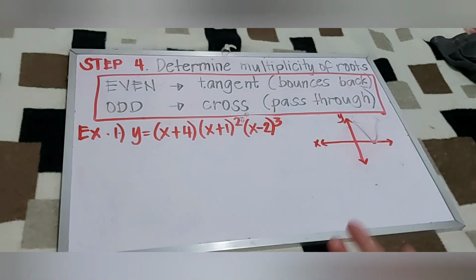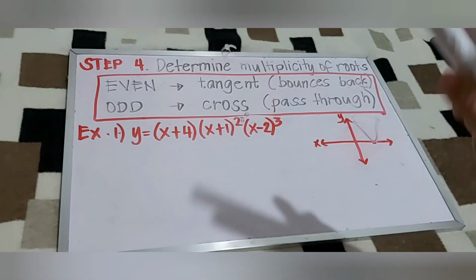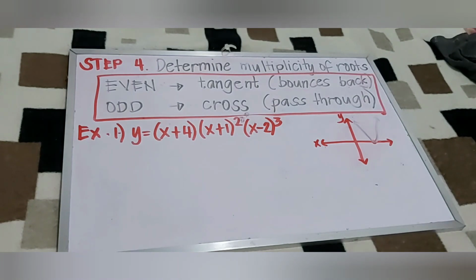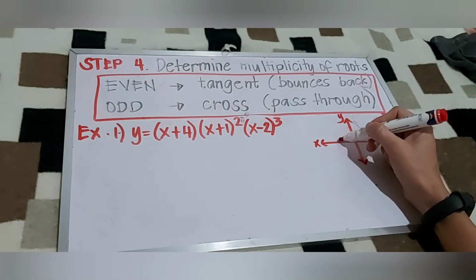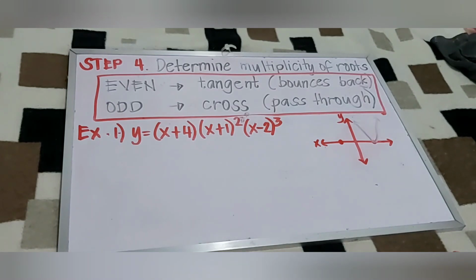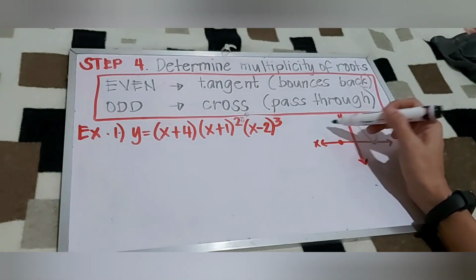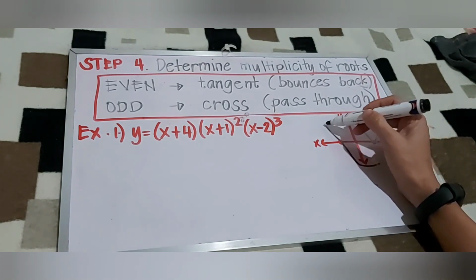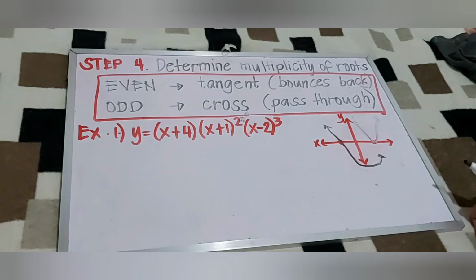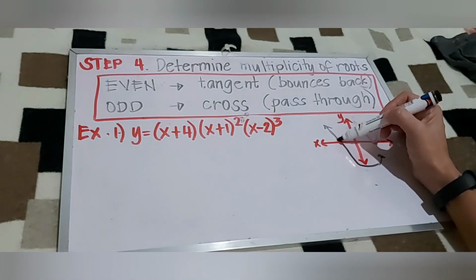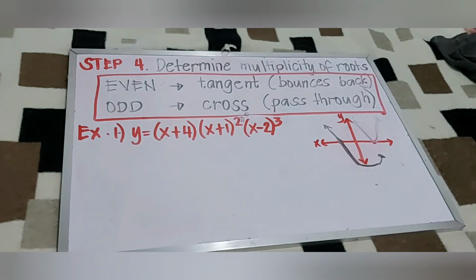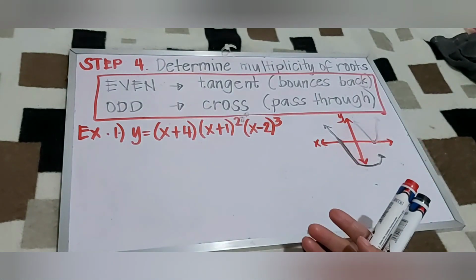Now, when the multiplicity is odd, the graph will cross or pass through the x-axis at the point of the x-intercept. For example, this is our x-intercept. Say our graph comes from above. Instead of bouncing back, it goes straight down, or wherever it goes depending on the given function. So here, it crossed at our x-intercept.